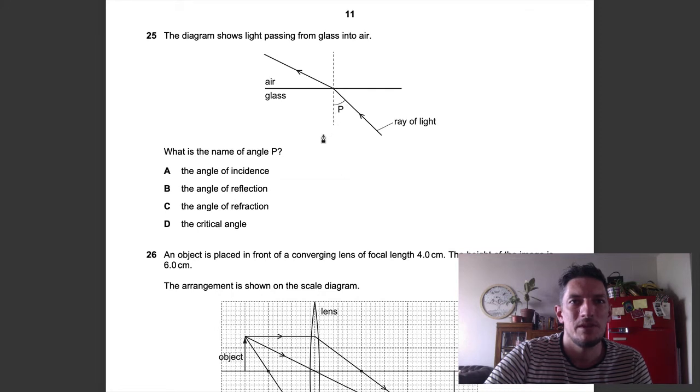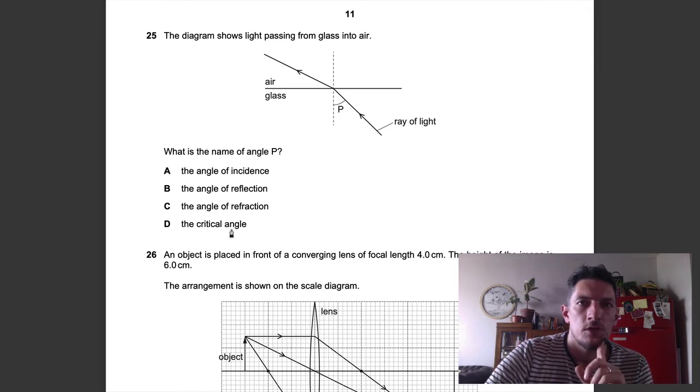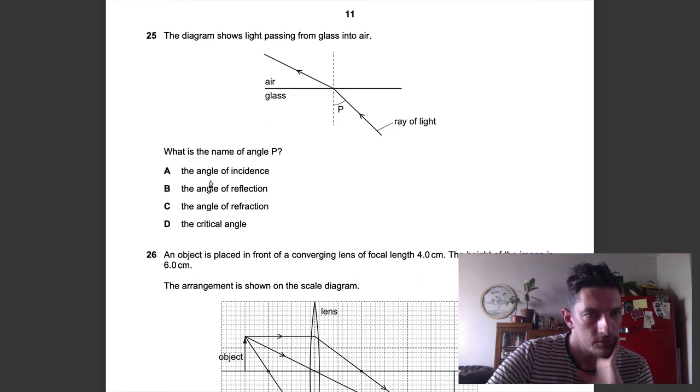What is the name of angle P? I might struggle with this one. Angle of incidence, angle of reflection, angle of refraction, or is it the critical angle? It's not the critical angle, otherwise this ray would be going along there. So that's one straight out. It's also not the angle of reflection, because I don't see reflection happening.